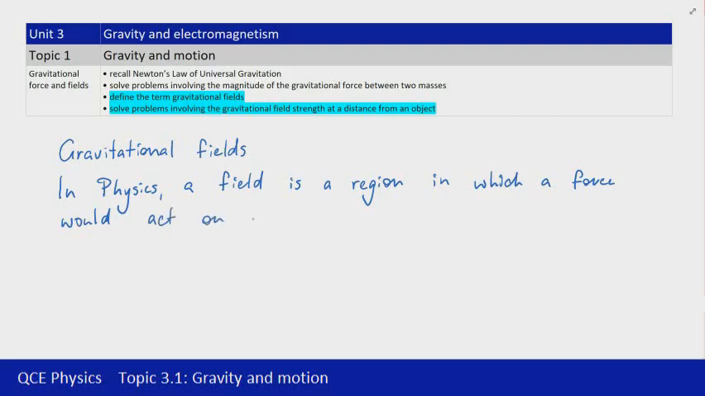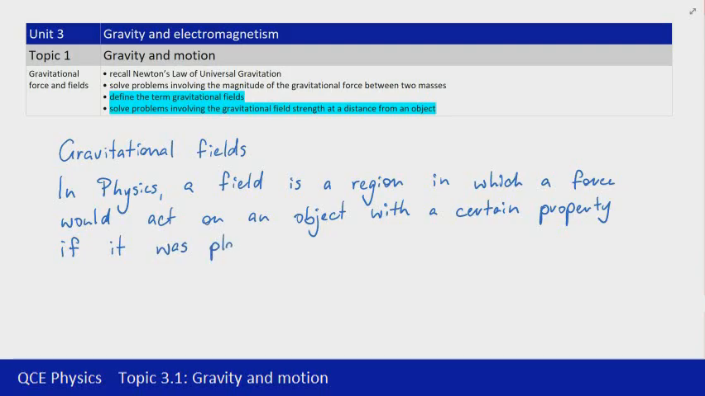What I mean by that is that when we go through topic 2, we'll actually look at electric fields and magnetic fields, and they have certain properties that we need to be aware of. In the case of those two, it would be to do with electric charge and north poles, whereas what we're looking at here is to do with mass. So more generally speaking, a field is where a force would act on an object with a certain property if the object was placed in that region.